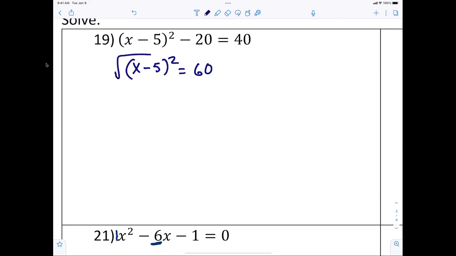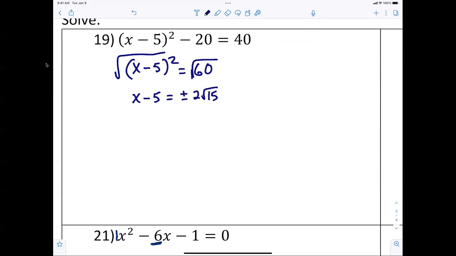Now we take the square root. And now I really want you to not think so much about the square root of 60. Everybody should be able to tell me the square root of 60 is what? Plus or minus 2 radical 15.